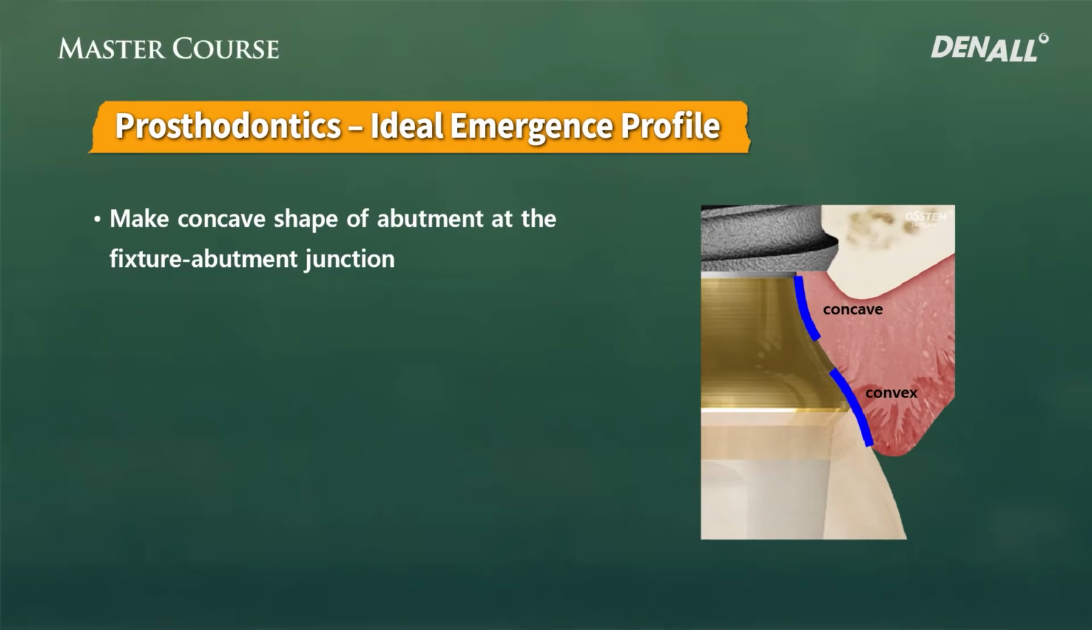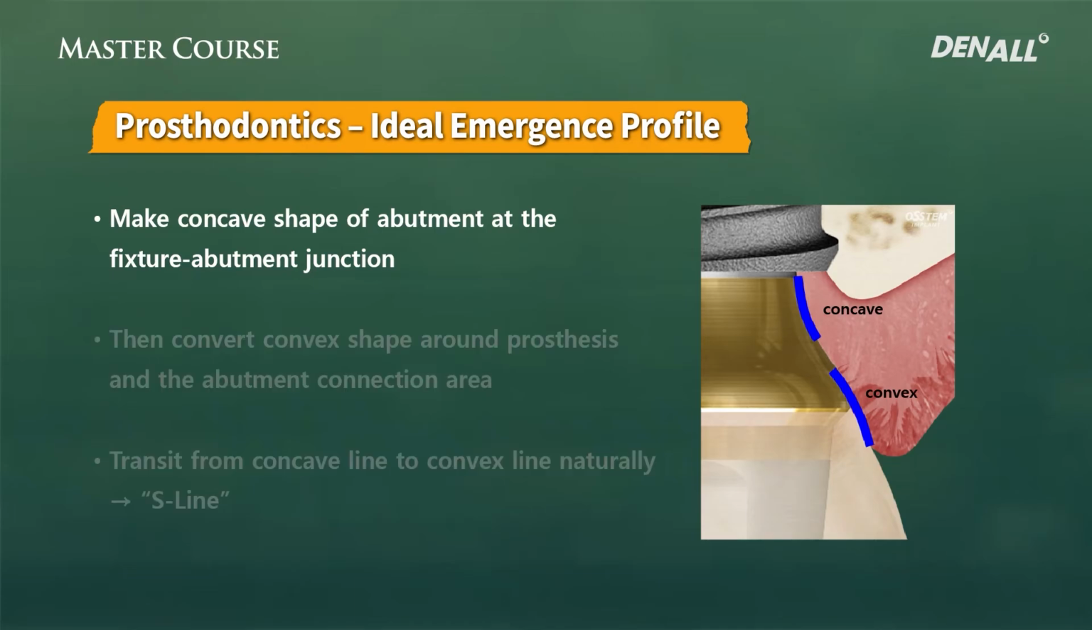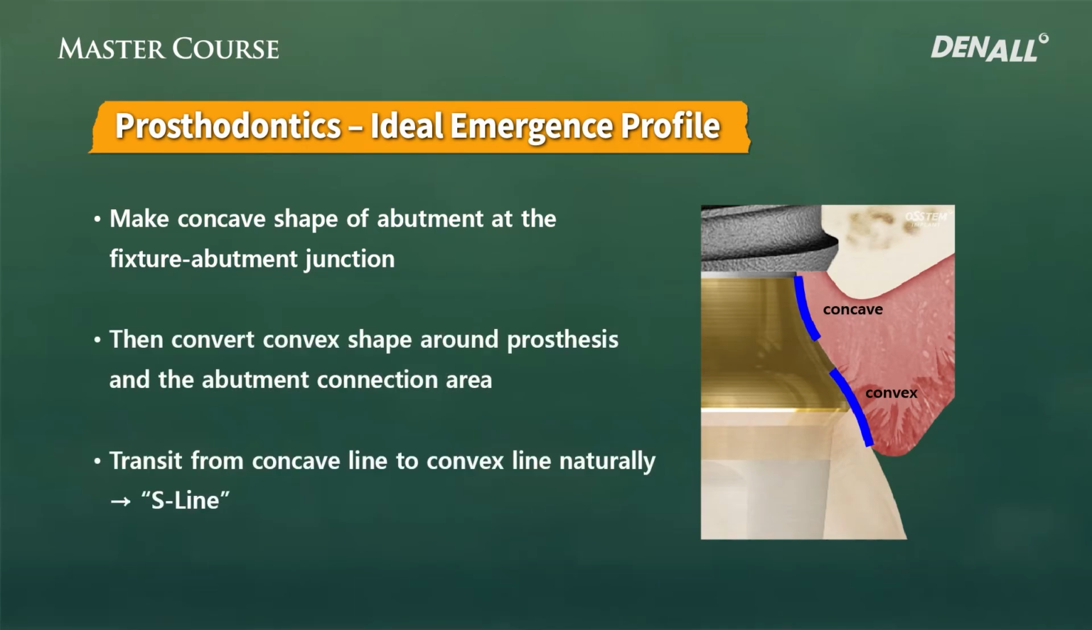Prosthodontics, emergence profile, as in the figure on the right, the abutment and the implant. The emergence profile goes concave at first, but when it comes out of the gingiva, it is convex, so it looks similar to the English alphabet S. What is most important is that the subgingival contour should be concave.